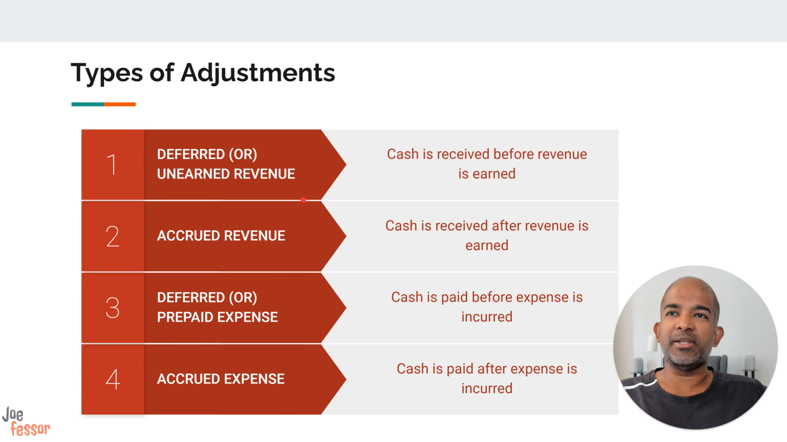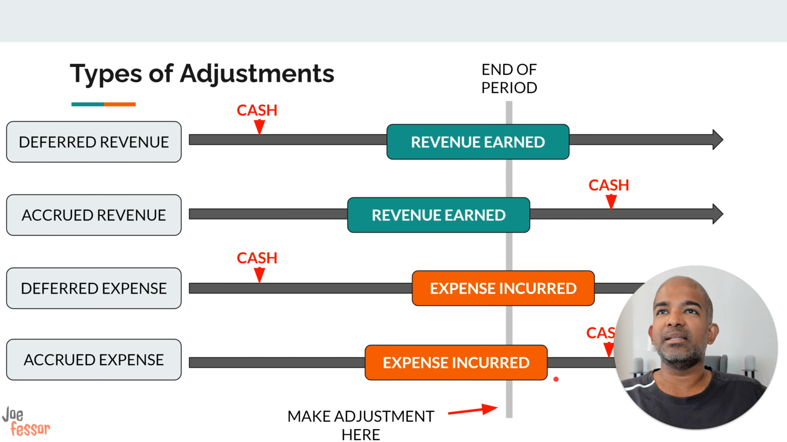Now we'll look at the 4 types of adjustments you'll see in this session. Deferred or unearned revenue: in this case, revenue is deferred, which means cash is received before revenue is earned. Accrued revenue: in this case, cash is received after revenue is earned. Deferred or prepaid expense: in this case, cash is paid before the expenses are incurred. And finally, accrued expense: in this case, cash is paid after the expense is incurred. We look at it using a timeline where it's easier to understand.